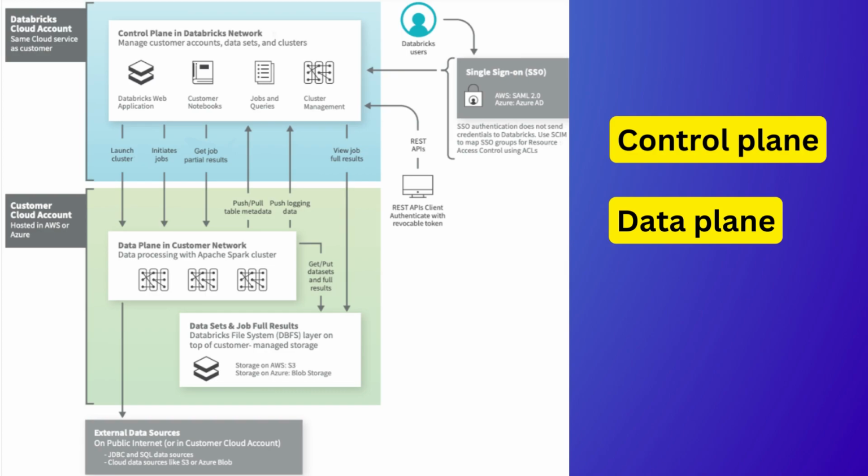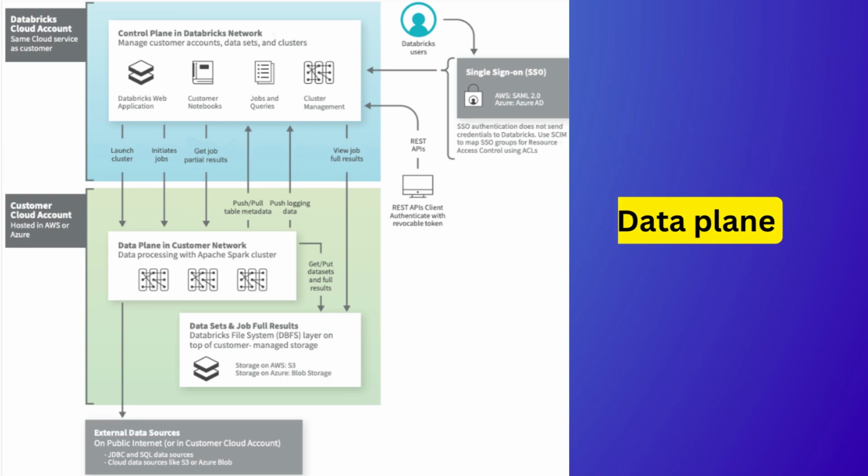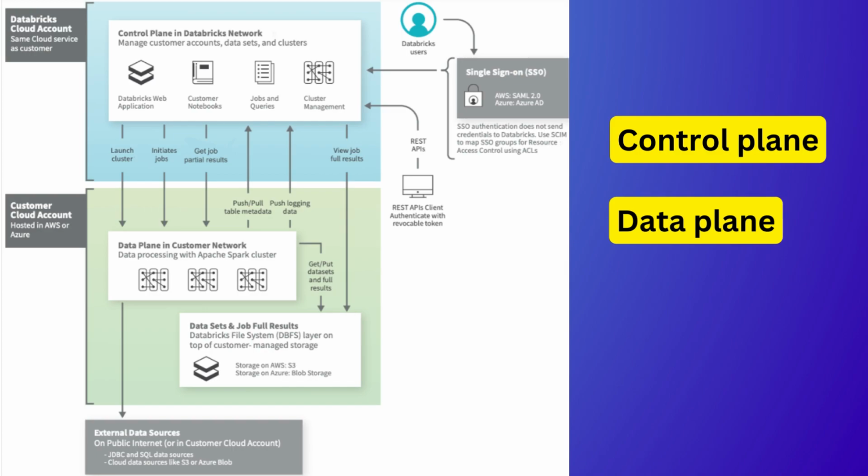Then we have the control plane and the data plane. Basically, in the control plane, you will have the Databricks web application, the notebooks, jobs and queues, and the cluster management. And in the data plane, you will have anything related to data processing. Let's say you have a cluster, the data processing is done in the data plane, as well as the storage that is there, the S3, the Azure Blob. All of these are hosted in the customer cloud account. You need to know where exactly these clusters, DBFS, notebooks, and repos lie. Are they in the data plane or in the control plane?